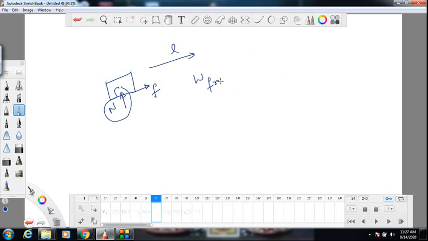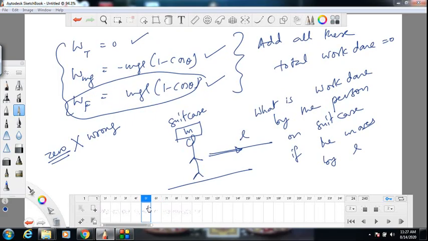The normal contact force is exerted by the person, friction is exerted by the person, and there is a displacement L. Of course, the normal contact force will not do any work because the force and displacement are perpendicular. But what about friction? The friction on the suitcase is doing positive work, because the frictional force and the displacement are in the same direction. In fact, the suitcase is moving forward because of friction only.